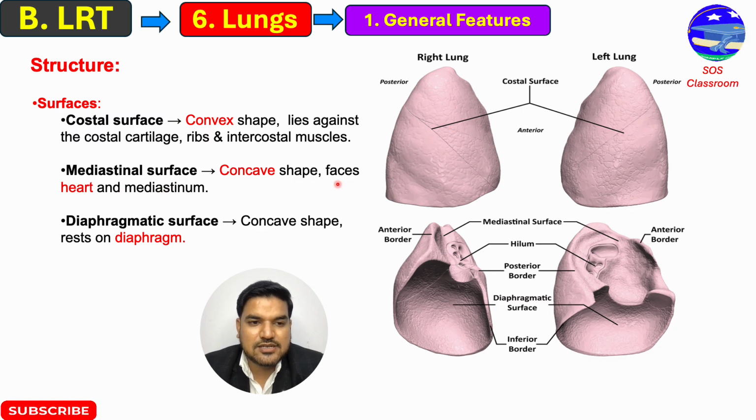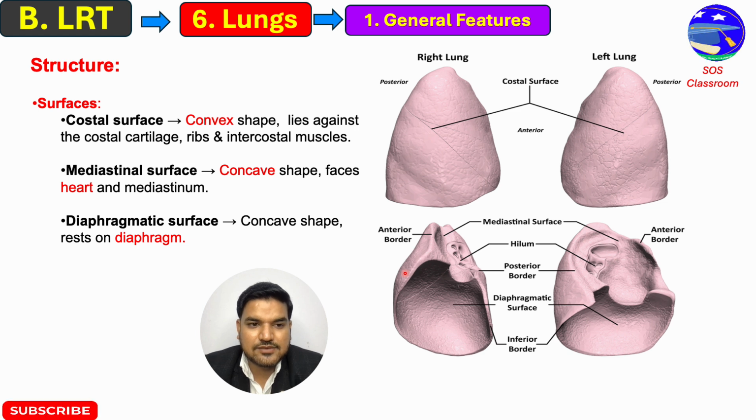Second is the mediastinal surface. Mediastinal surface means the concave shape that faces the heart and mediastinum spaces. You can see the mediastinal surface. So here the heart is present. So this is called the mediastinal surface.